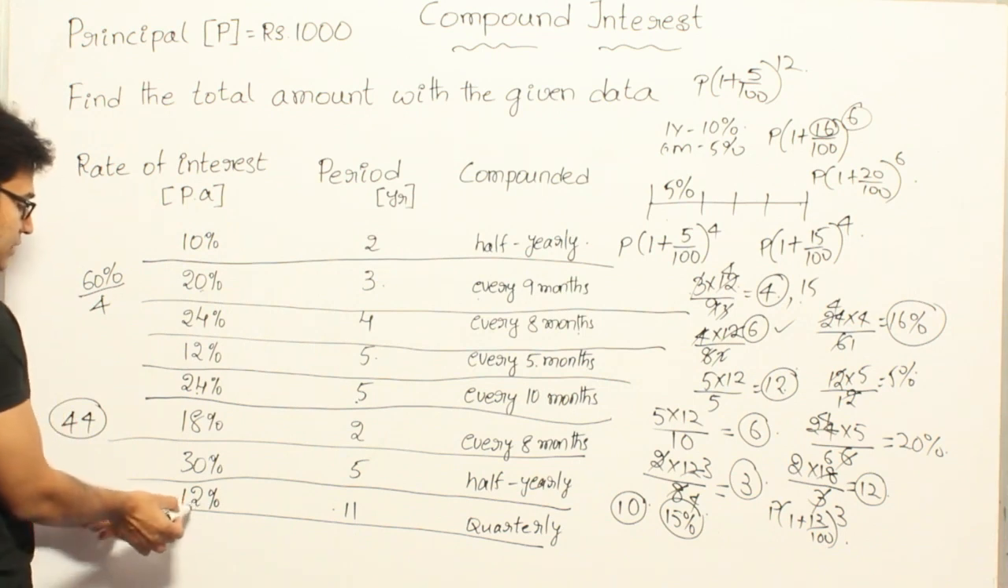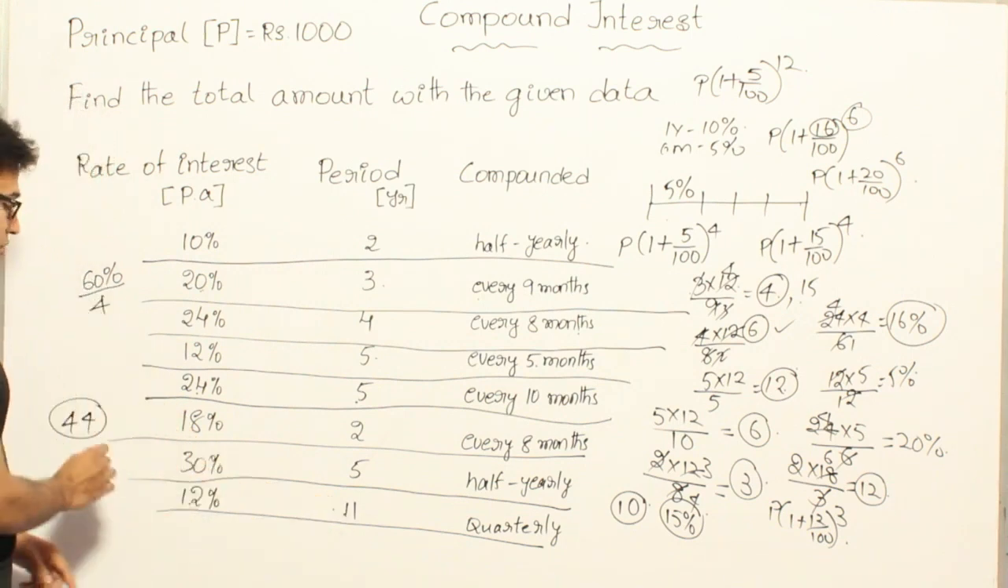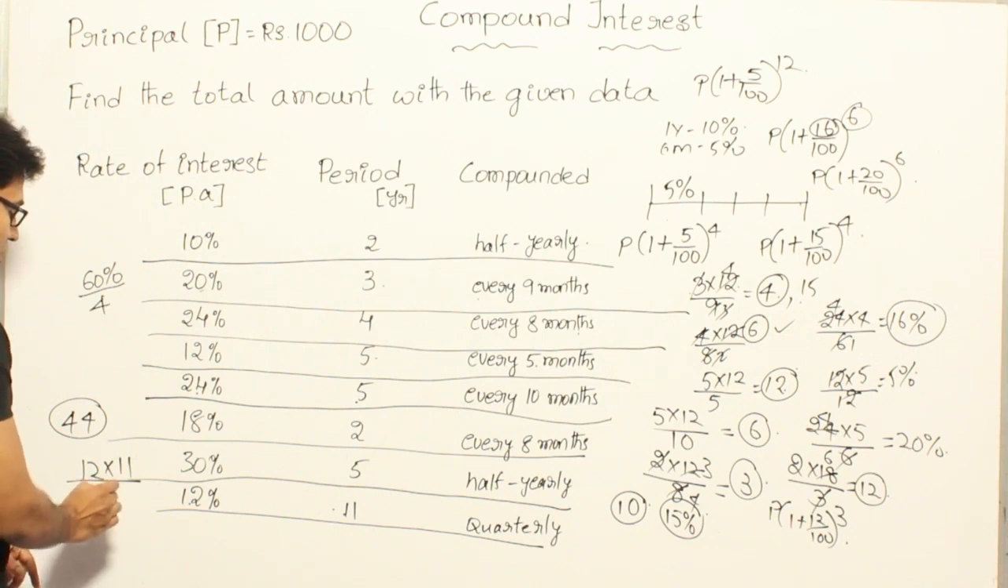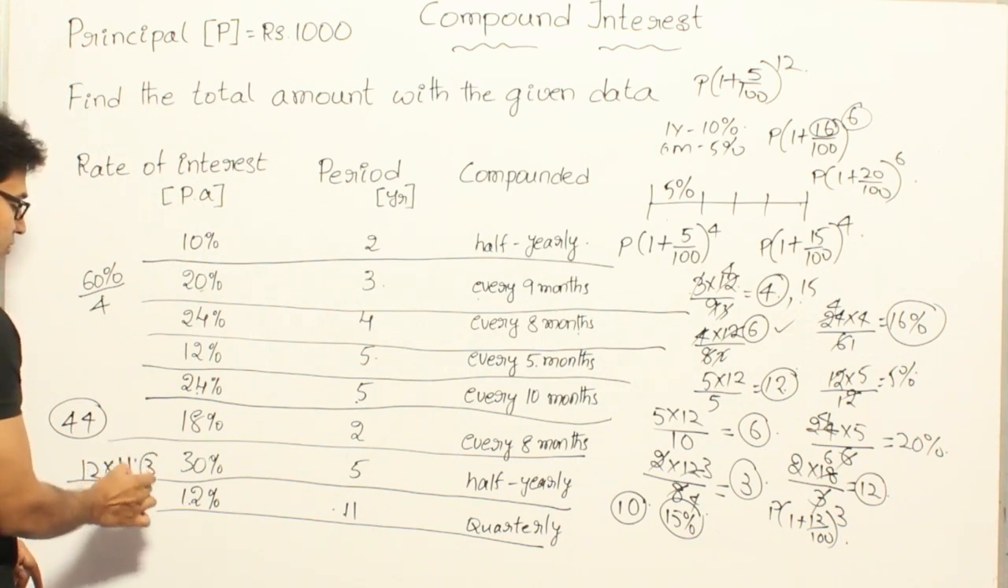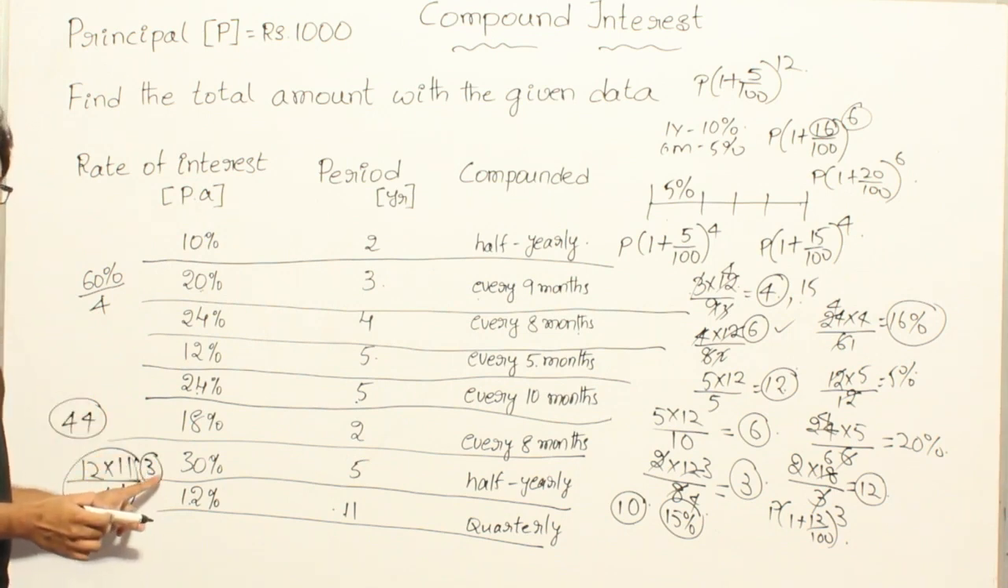What is the total interest? Interest per annum is 12%, and the number of years is 11. Therefore 12 into 11 is the total interest. You have to divide it into 44 parts, right? So you are going to get 3%. So 3% is the rate of interest, right? So 3% is the rate of interest per slot, and you are going to have 44 slots.